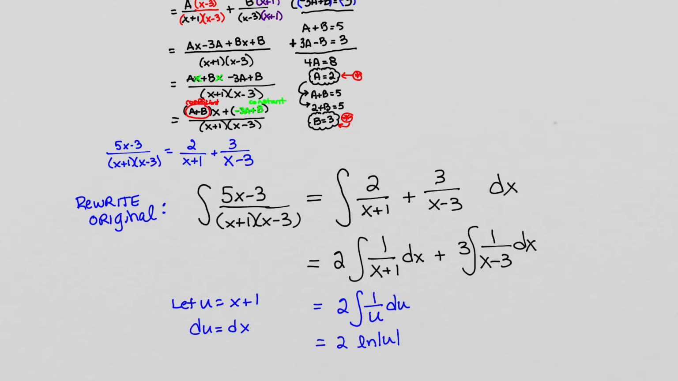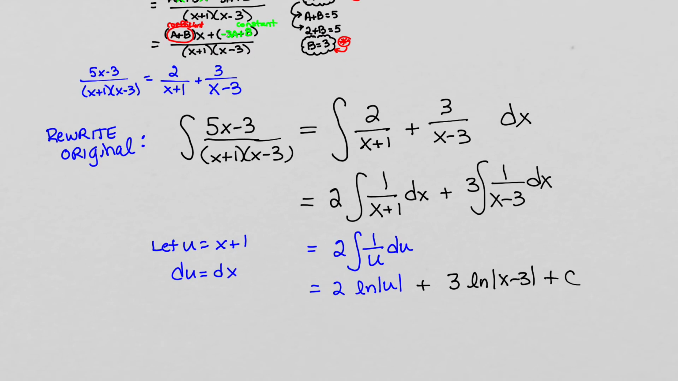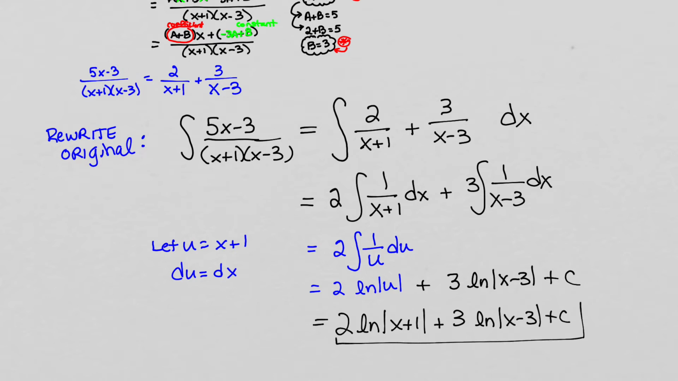And so we could do the same pattern and not even have to do a u-sub on the second one. What's the second one going to be? It's just going to be 3 times the natural log of the absolute value of x minus 3. And so our answer is actually going to be 2 times the natural log of x plus 1 plus 3 times the natural log of x minus 3 plus C.